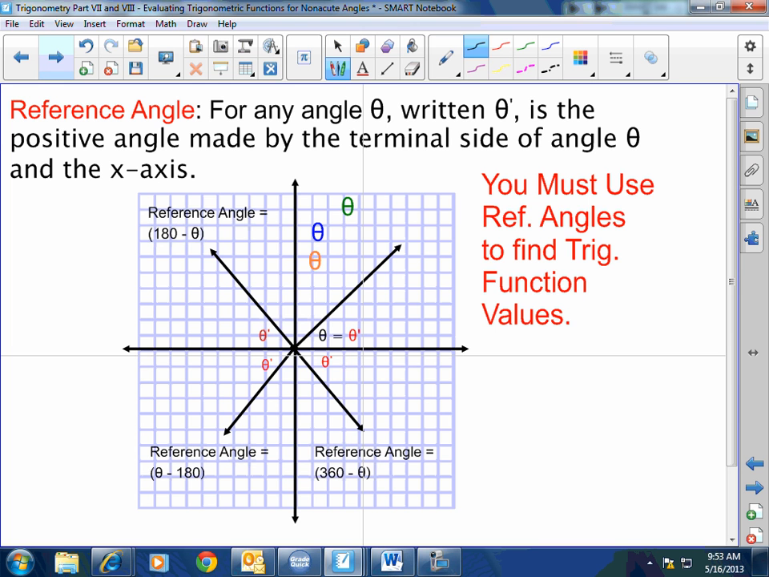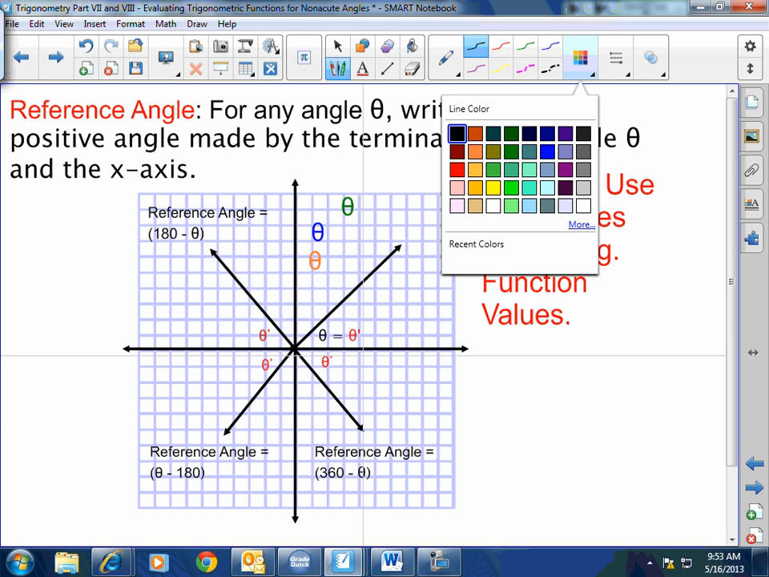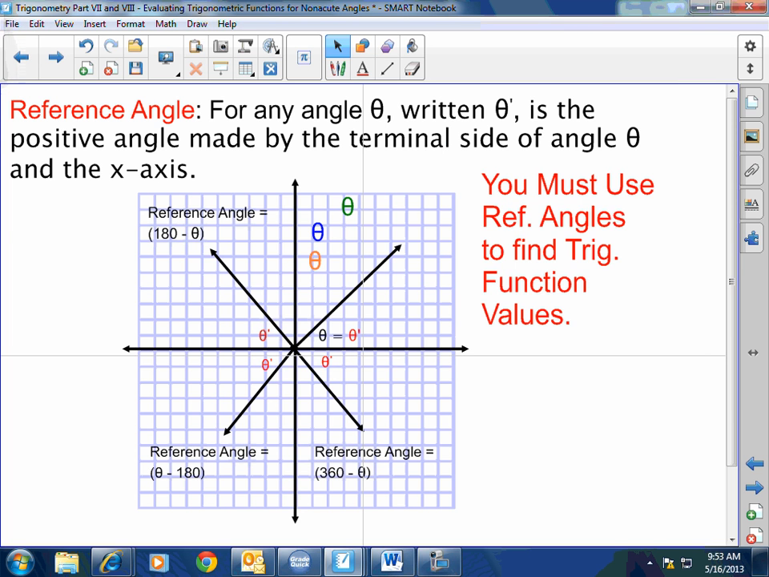Okay. Let me get a different color here for this so I can match this up. Well, actually, let's do the first colors first. I'm going to first do the reference angle in quadrant 1. Okay? This angle right here.